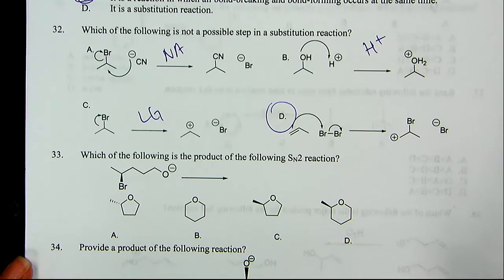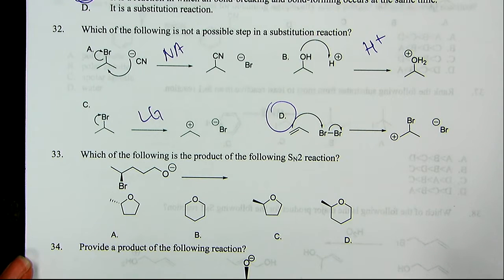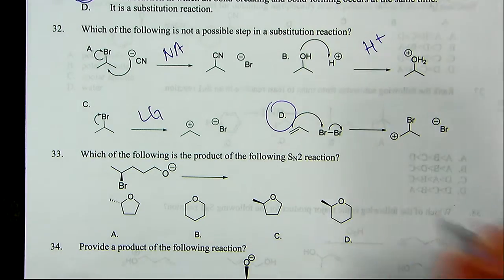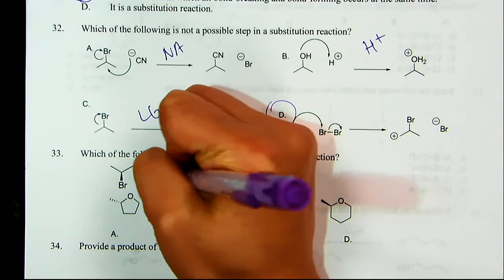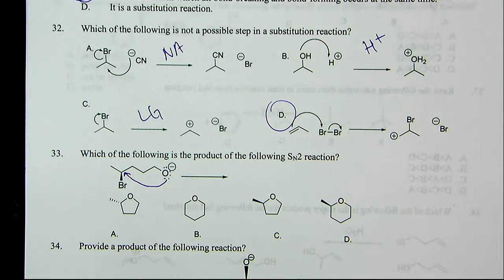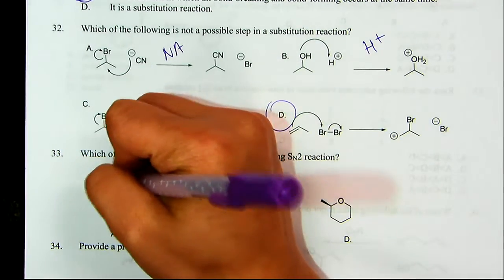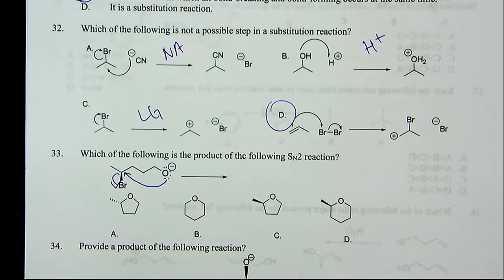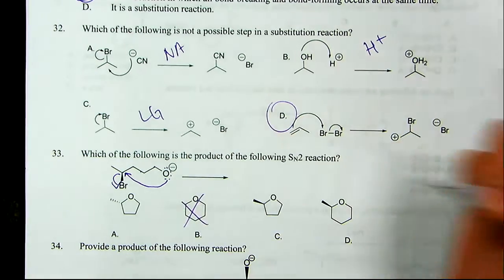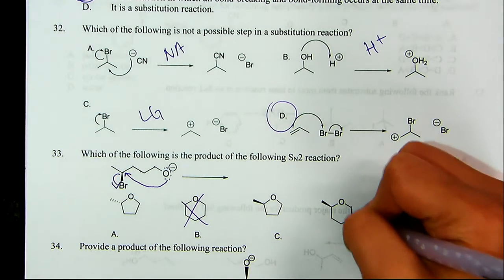Number 33, which of the following is a product of the SN2 reaction? In an SN2 reaction, the nucleophile is going to attack at this position, and when we do that, we have to invert the center. So when we do this, how many carbons do we get? 1, 2, 3, 4. So this is possible.